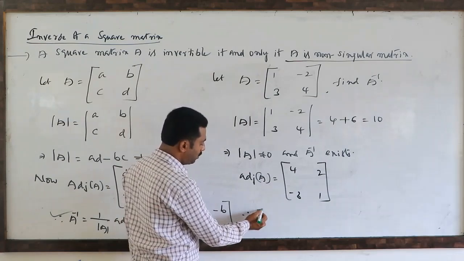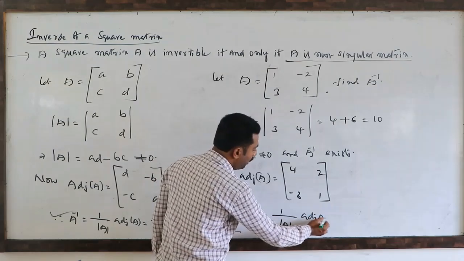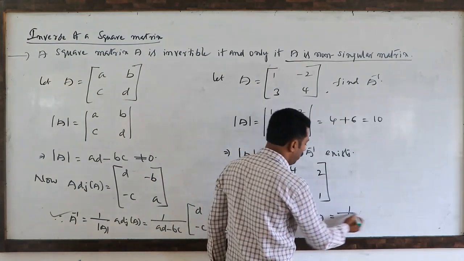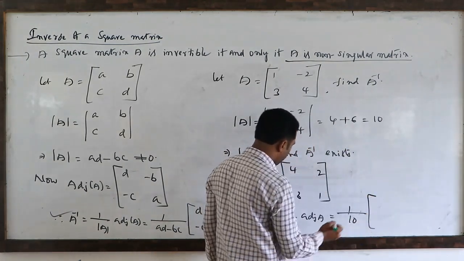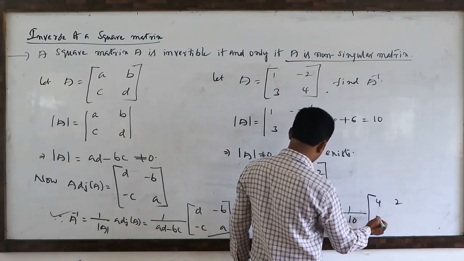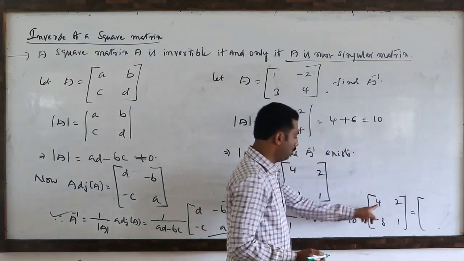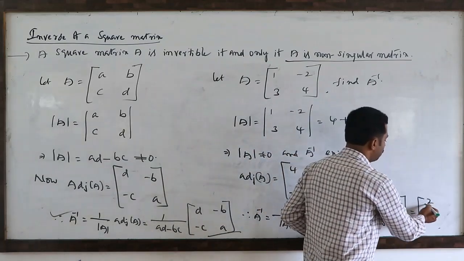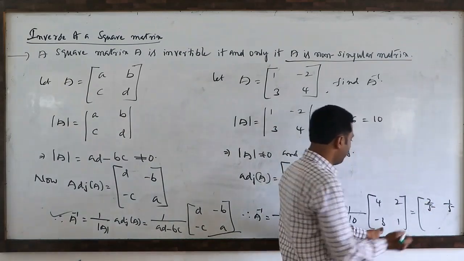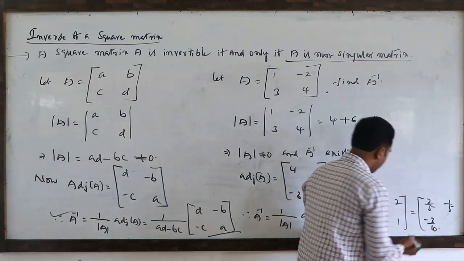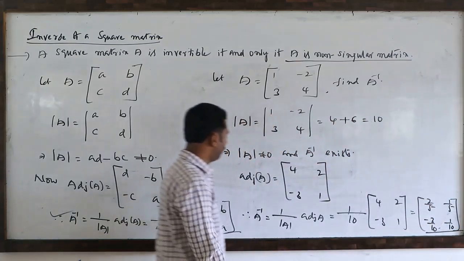Therefore, A inverse equal to 1 by determinant of A into adjoint of A. So this is 1 divided by determinant of A, how much? This is 10. What is adjoint of A? This is [4, 2; minus 3, 1]. Or you can divide also. 4 by 10 means this is 2 by 5. 2 by 10 means 1 by 5. Minus 3 by 10. This is 1 by 10. So this is the inverse of capital A.